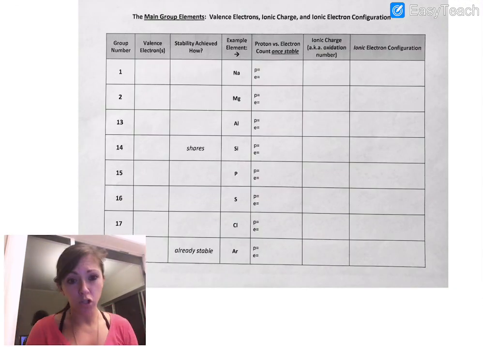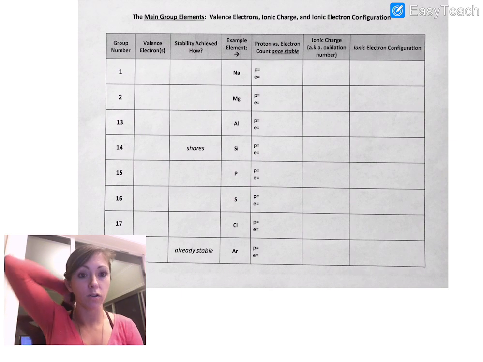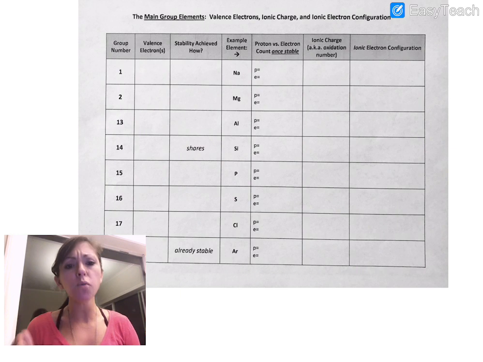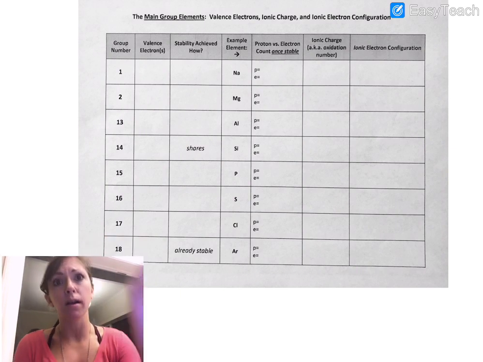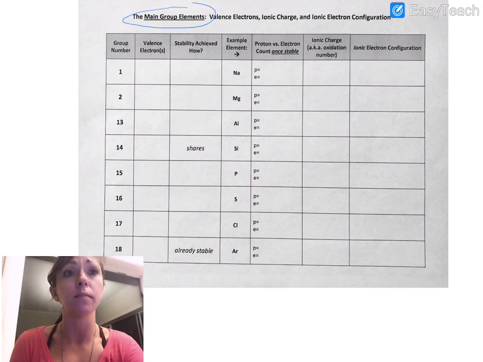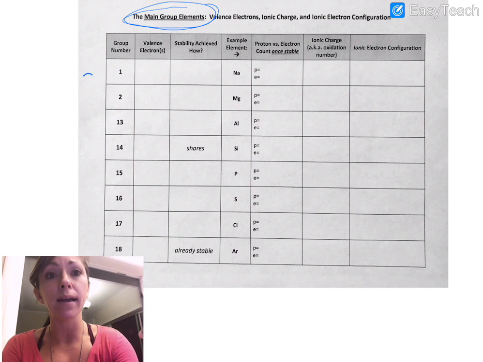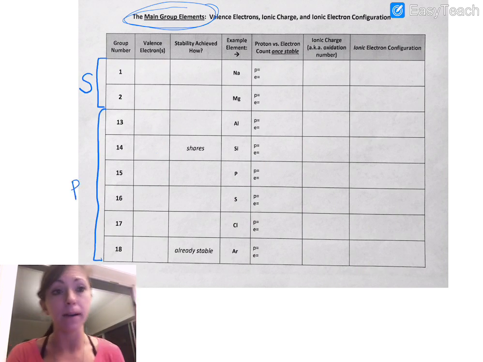Okay, so this is the table or chart that I provided online digitally for you guys to use today, and it's also what I provided in class for students yesterday and today. So we're going to focus on the elements of the S and P sublevel block. We have talked about these elements before. These are called the main group elements, okay? So the elements that are in the S block are the elements in groups 1 and 2, and then the elements that are in groups 13 through 18, that's the P block on the periodic table, all right?